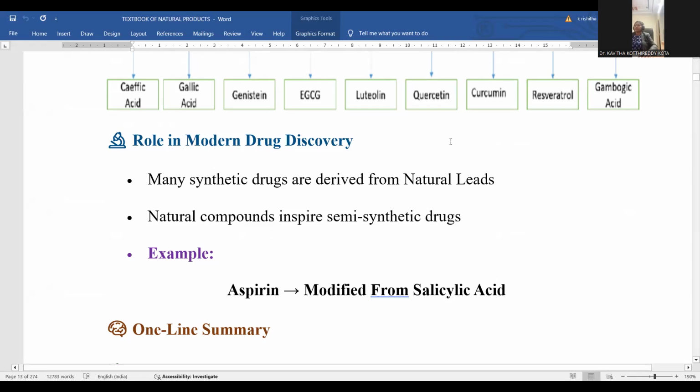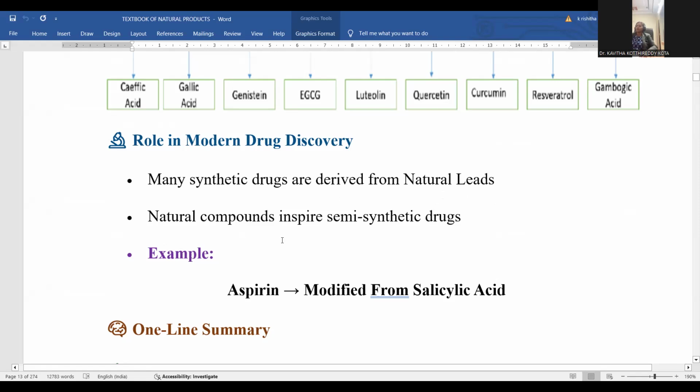This is the way we avail multiple applications from natural products. Many synthetic drugs are derived from natural lead compounds. Here, by taking these natural lead compounds as the starting materials, we can grow new drugs within the laboratory. Synthetic drugs get manufactured. So this is an application in the field of the drug discovery process.